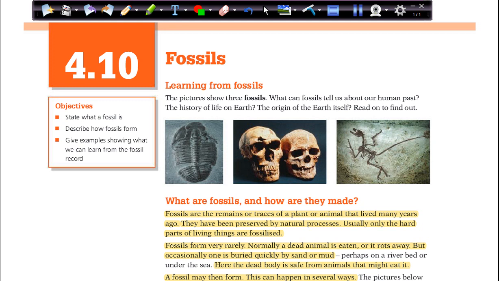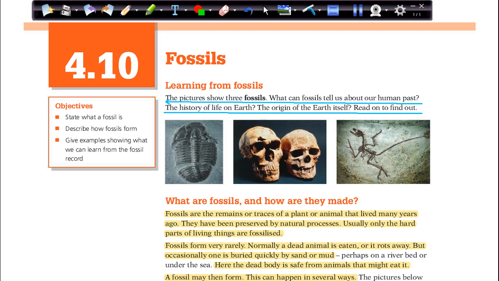So open your books on page 70, grab your highlighters and follow me, please. Fossils. Learning from fossils. The pictures show 3 fossils. What can fossils tell us about our human past? The history of life on Earth, the origin of the Earth itself. Read on to find out.